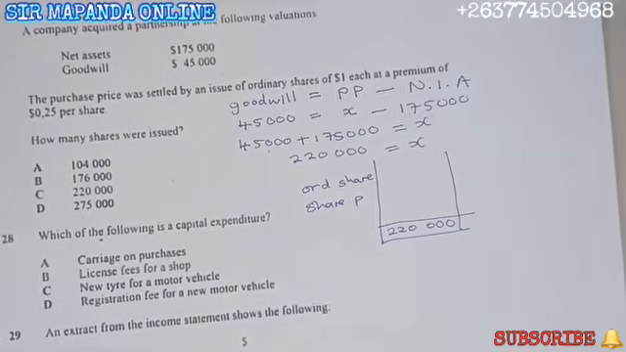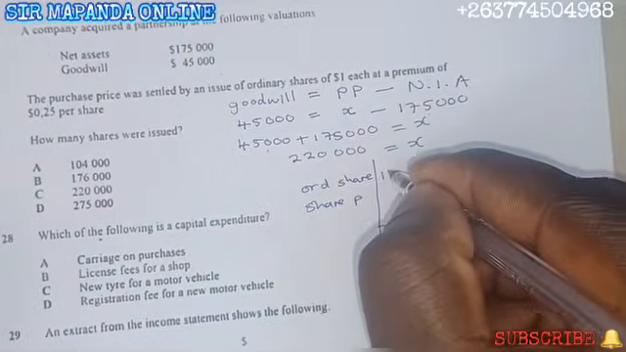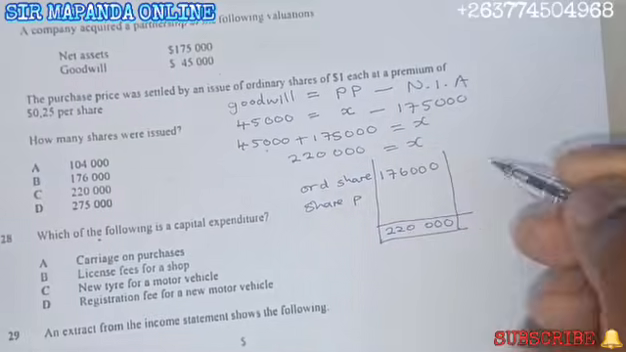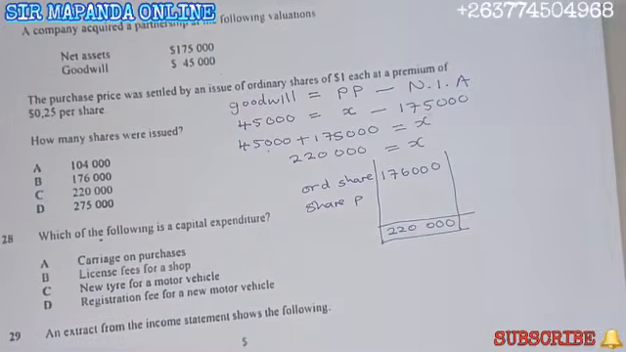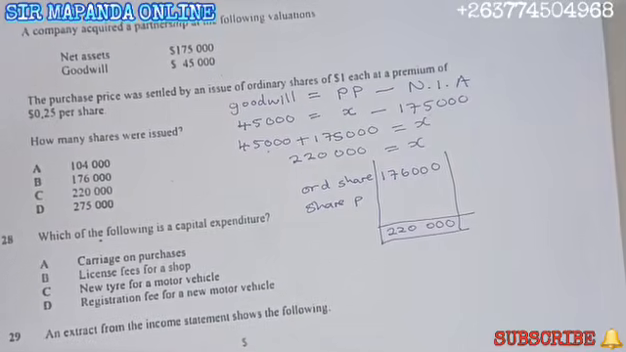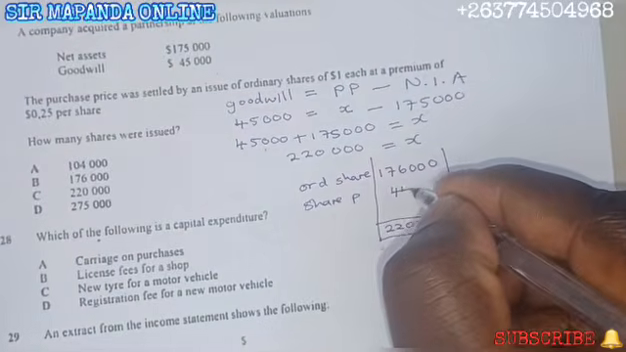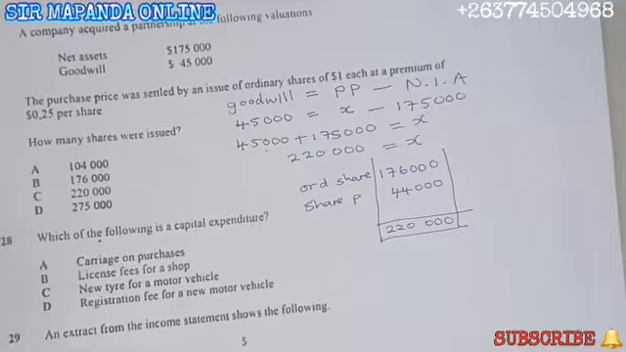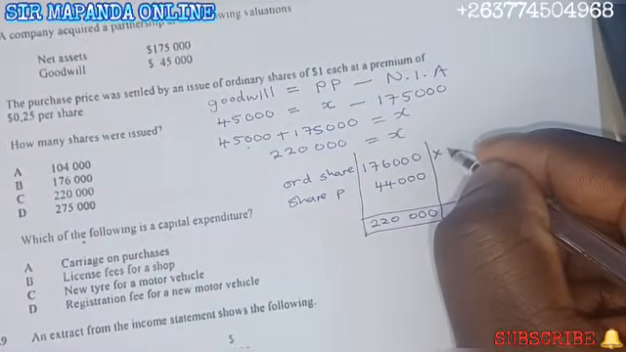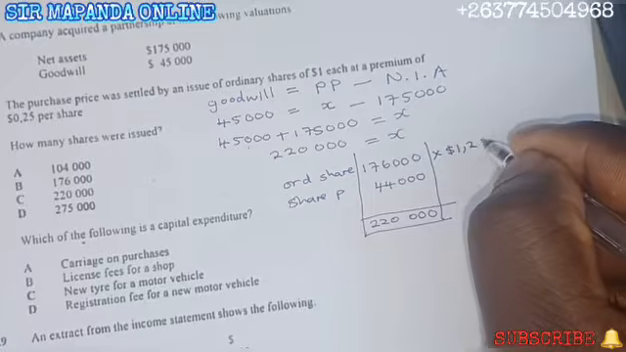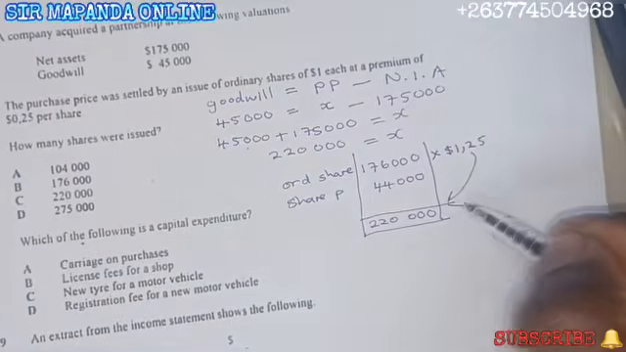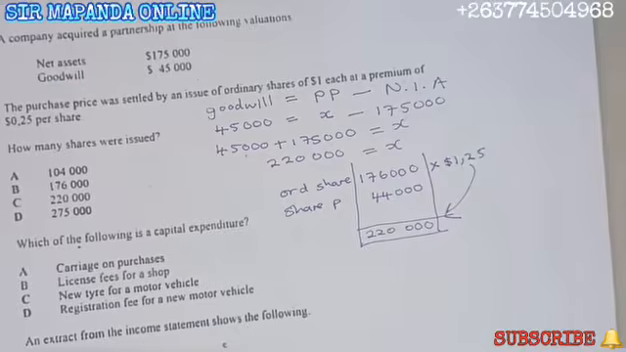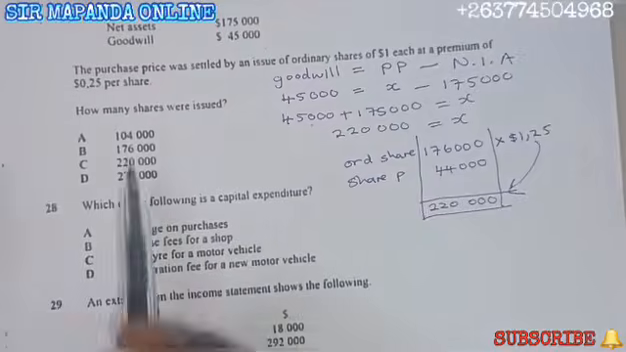So 220,000 divided by $1.25, you get 176,000. So it means 176,000 is representing the ordinary share par value. Then less this from the 220,000, you get a premium of 44,000. I hope you are following. So you can test this. If you multiply 176,000 by the $1.25, you'll be able to get the total price. So 176,000 times $1.25, you get 220,000. I hope you are following. So how many shares were issued?